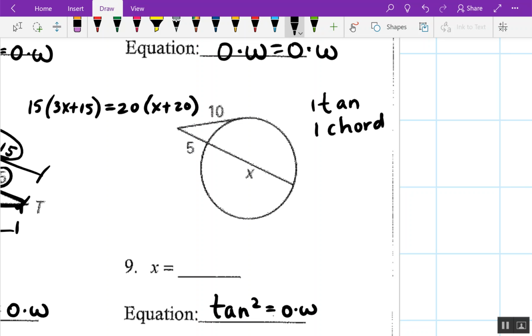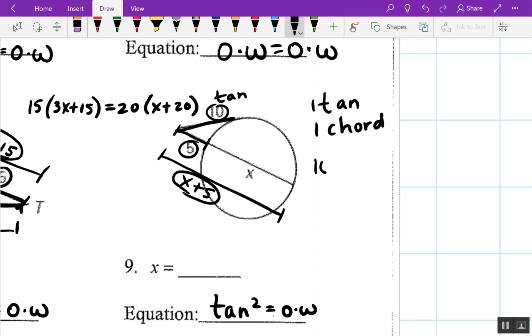So now you have to identify which one is the tangent. It's going to be the 10, right? So this is the tangent. Now for the secant, this is why we got really good at the other one. What's the outside piece? 5. What's the whole piece? 5 plus x or x plus 5, okay? There you go. So this is going to be 10 squared equals 5 times x plus 5.